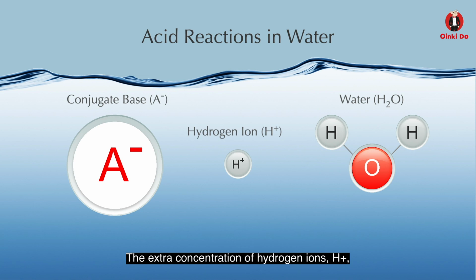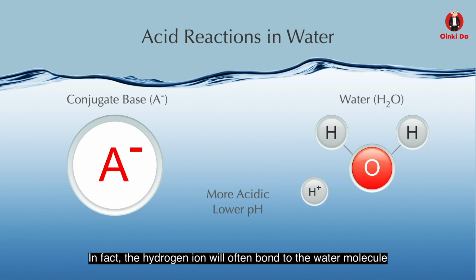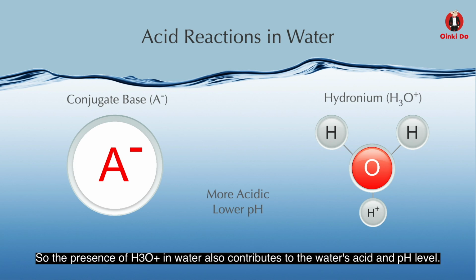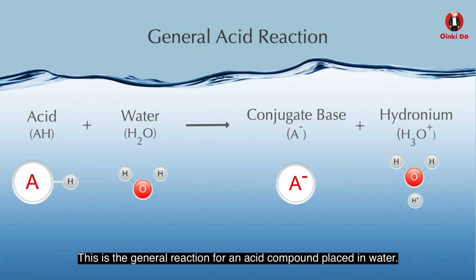The extra concentration of hydrogen ions H+ makes the water more acidic, which lowers the pH level of the water. In fact, the hydrogen ion will often bond to a water molecule to create H3O+, which is called hydronium. So the presence of H3O+ in water also contributes to the water's acid and pH level. This is the general reaction for an acid compound placed in water.